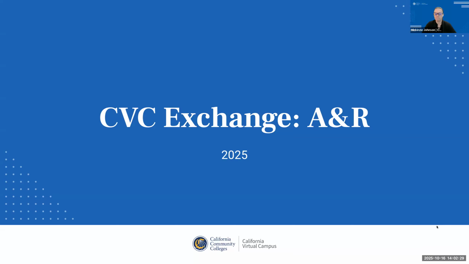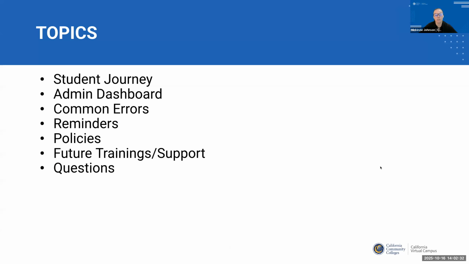So with that, let's dive into the topics that we are going to cover. We're going to talk about and view the student journey, for those of you that haven't seen it and some of the recent product changes and updates we've made. We're going to review the certain components of the admin dashboard for the CVC Exchange that our admissions and records folks need to be familiar with. And then what is very helpful is we're going to review some of the common errors, reminders, and policies that A&R folks or colleges should be aware of for students that are using the CVC Exchange. And then we'll have time to announce some of our future trainings, other support resources, and then plenty of time for questions. But of course, feel free to put those in the chat Q&As as we go through today.